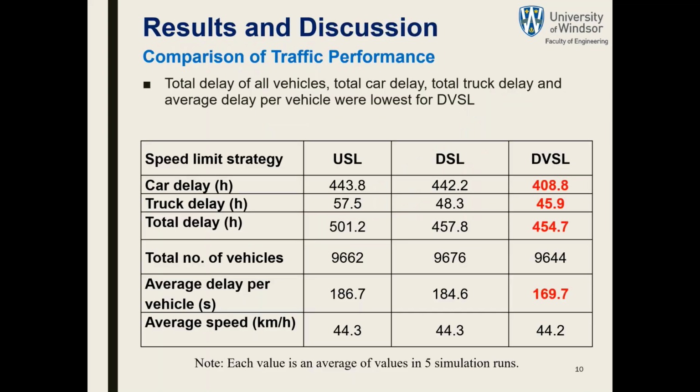Okay, results. By comparing the traffic performance and car delay, truck delay, and total delay, it was found that all delays were consistently lowest for DVSL compared to the other strategies, USL and DSL. This is because differential variable speed limit assigns the speed limit closer to the observed speeds than the other strategies and can reduce the speed variation, particularly in congested conditions.